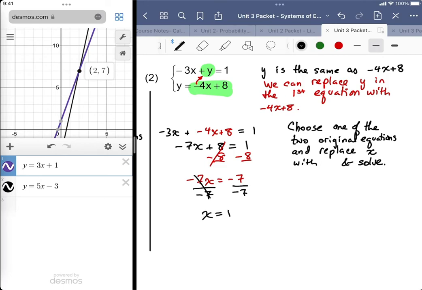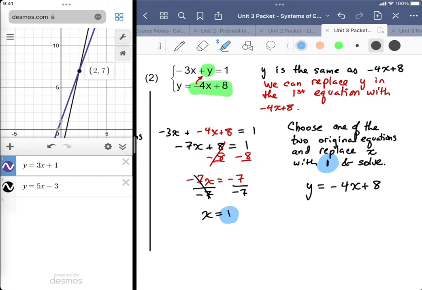So then, just like the previous problem, I choose one of the two original equations and replace x with, well, now we know x is equal to a positive 1. So I'm going to replace x with a 1 and solve. Again, it does not matter which of the two equations you choose. I'm going to choose the second one, y equals negative 4x plus 8, not because I chose the first one in the previous problem, but because it's already got y alone. And I'm looking for y.